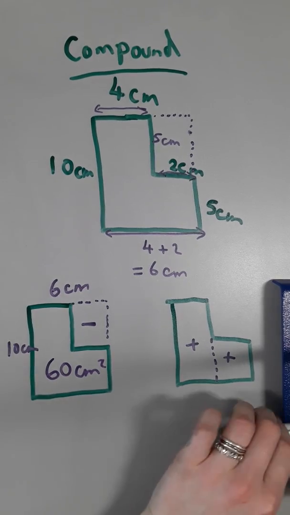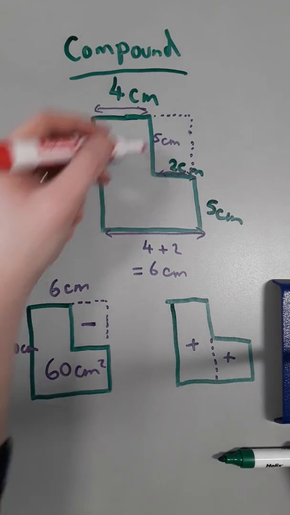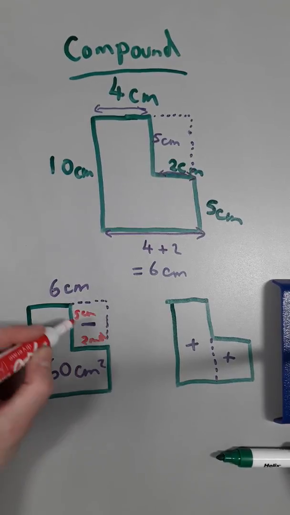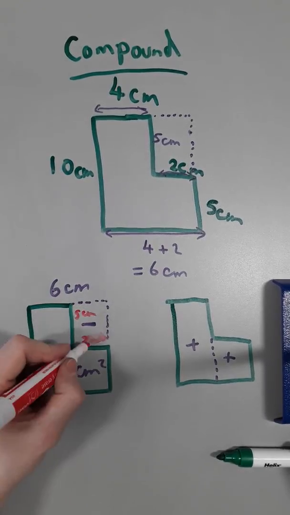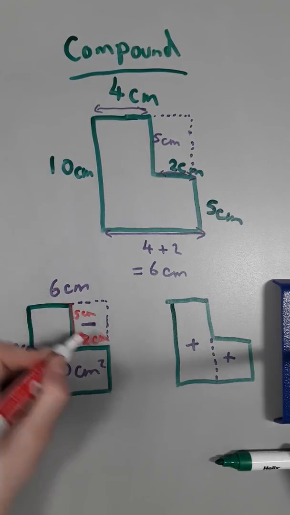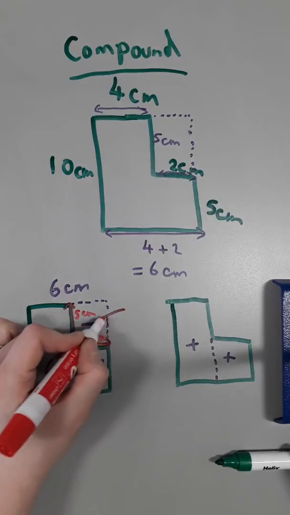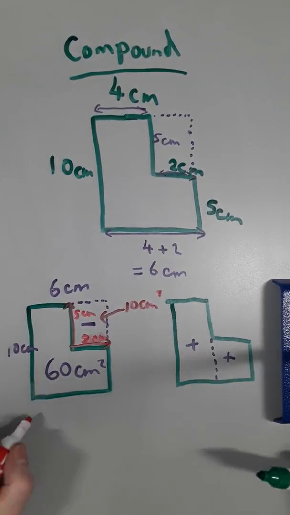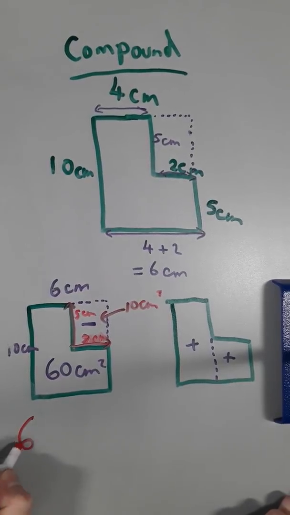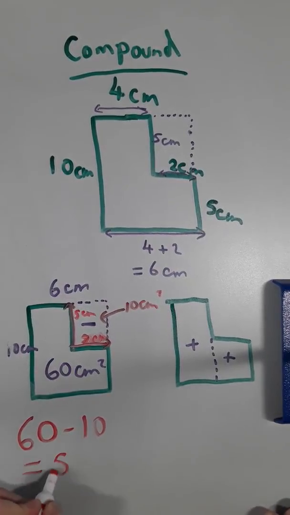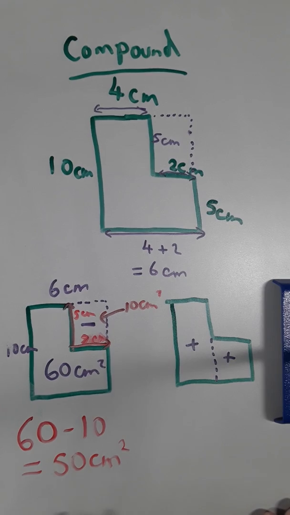Now I'm going to get a different colour to make it more obvious, and I've got 5 centimetres here and 2 centimetres here. So I'm going to times these two together, so this side times this side, and that gives me 10 centimetres squared. So now I need to do my full rectangle, which I worked out in purple, minus my smaller rectangle that I didn't need, and that gives me 50 centimetres squared.